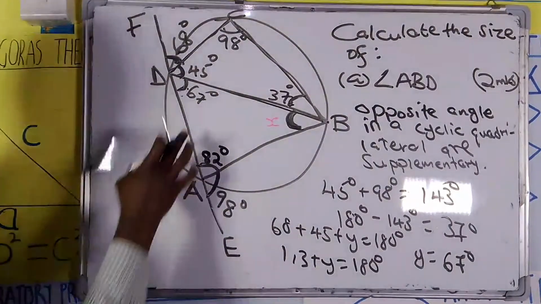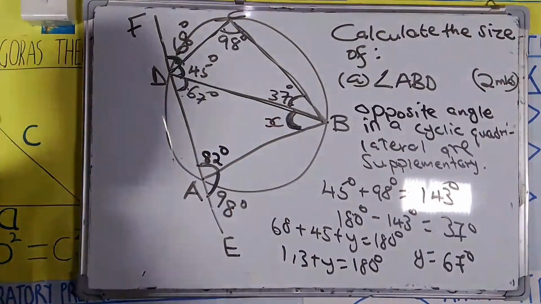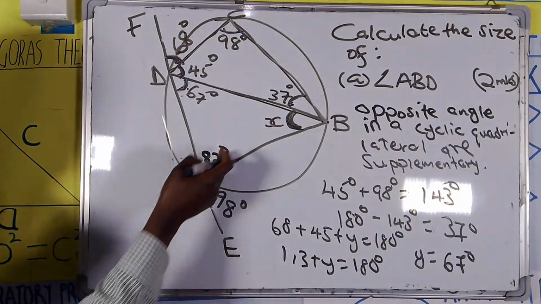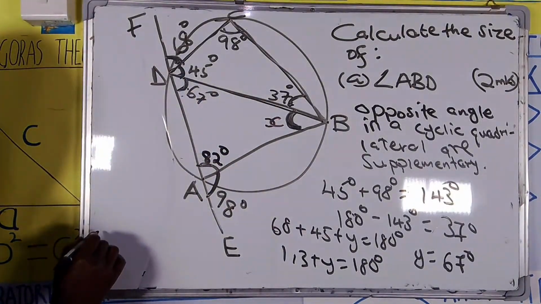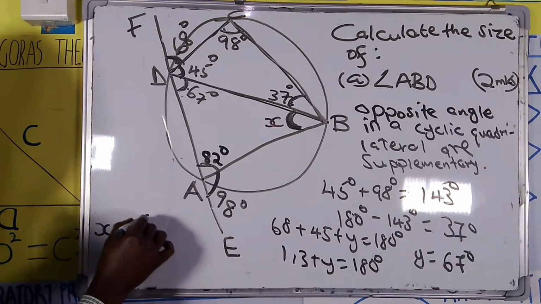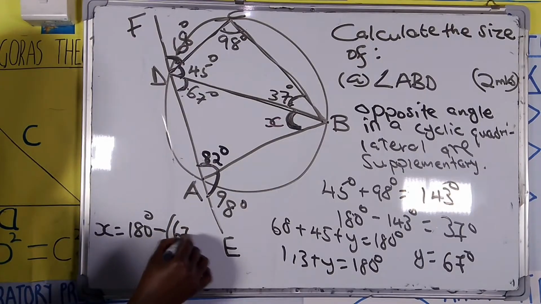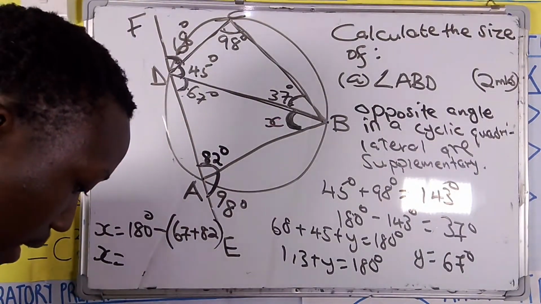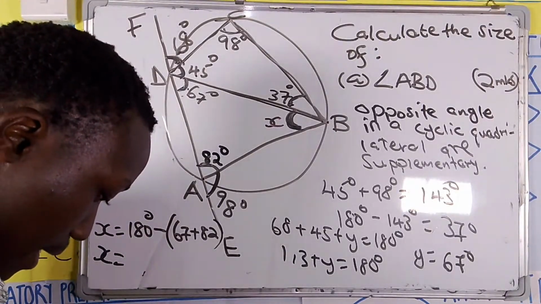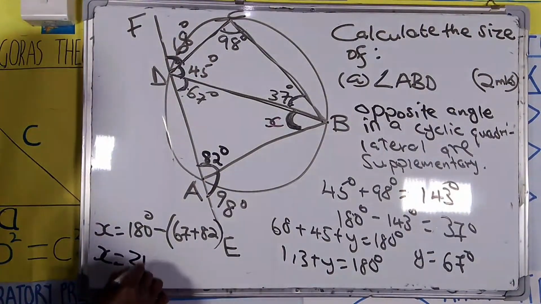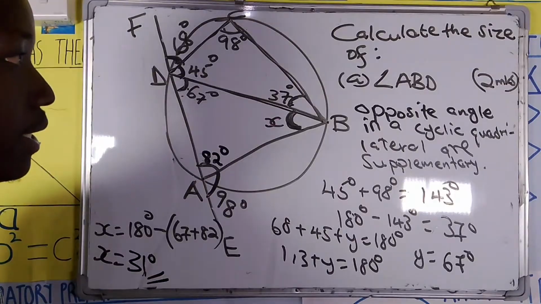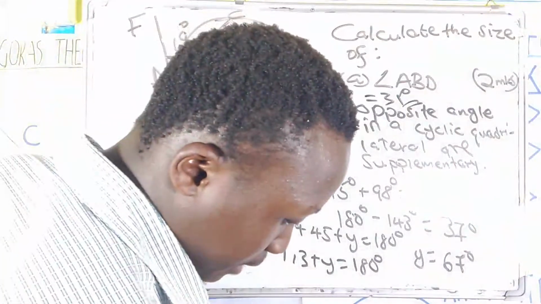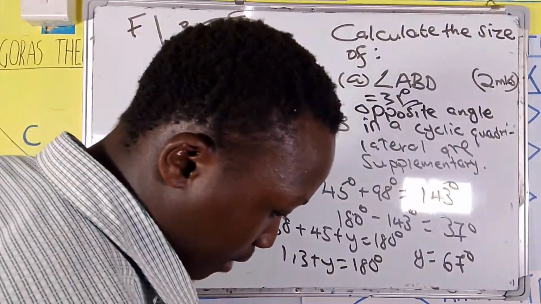So when we get this angle as 67 degrees, for us to get this one, x, remember interior angles of a triangle add up to 180. So we will just add 67 plus 82 plus x should be equal to 180. So our x will be equal to 180 degrees minus 67 plus 82. So 67 plus 82 is equal to 149. Then 180 minus answer will be equal to 31 degrees. So angle ABD is equal to 31 degrees.